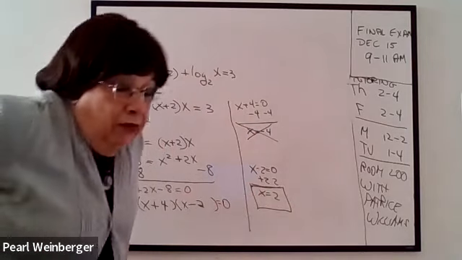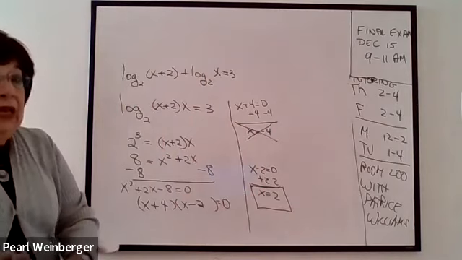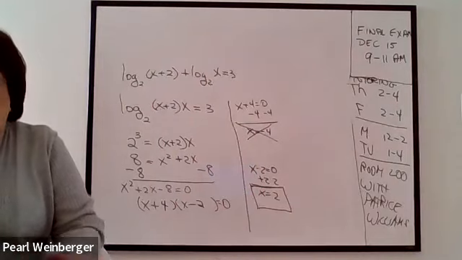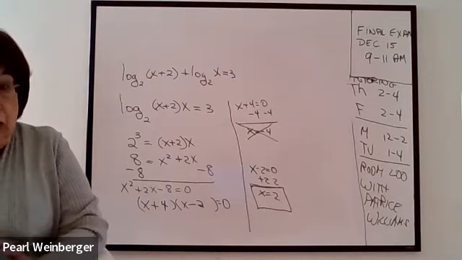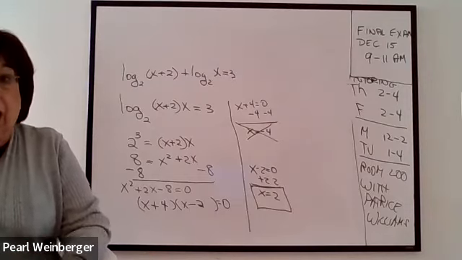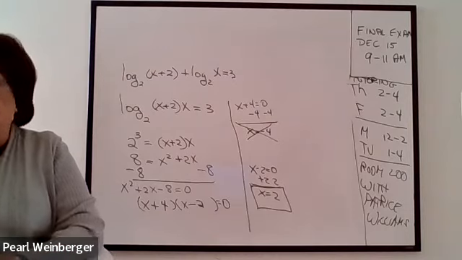And you have to be careful because what they're going to do when they give this as a multiple choice is they're going to give you the answer 2 and -4. And don't just grab on it because that's what you got. Remember, you have to check to make sure it's not an extraneous root.